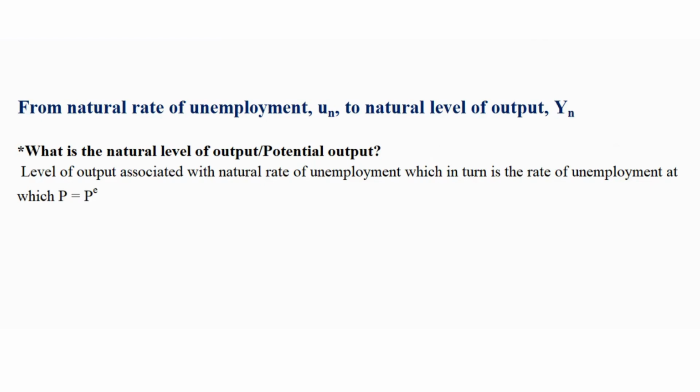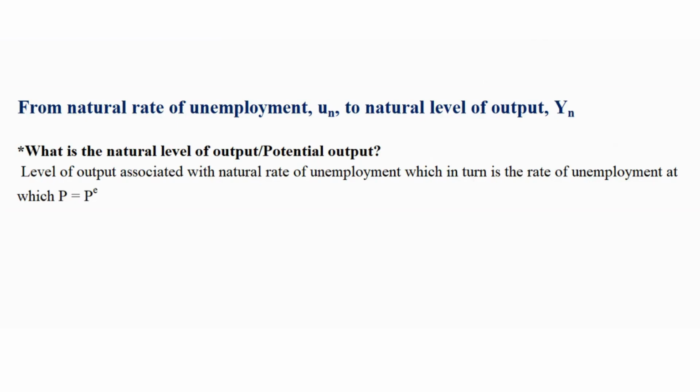We want to now look at how we go from the natural rate of unemployment, UN, we have been talking about, to the natural level of output, YN. So first, let's see what we mean by the natural level of output, also known as potential output. This is the level of output associated with the natural rate of unemployment, which we know in turn is the rate of unemployment at which P is equal to PE.